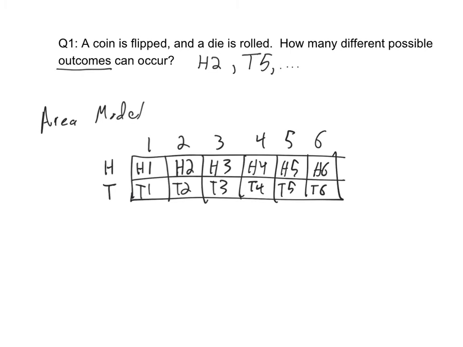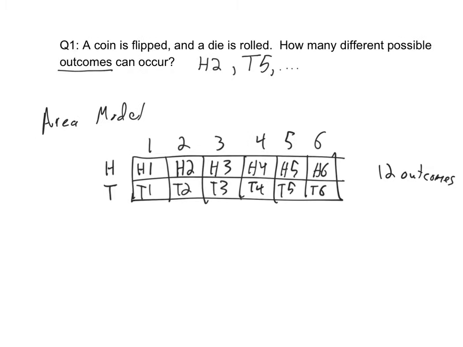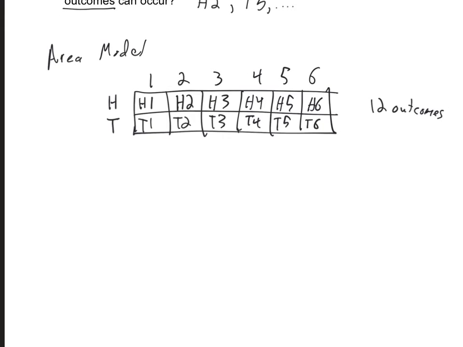Okay, so how many outcomes? Well, if we count up how many cells there are in this matrix, we have 12 possible outcomes. So that's one strategy we could have used to solve it. Another strategy would be a tree diagram. For a tree diagram, we would first flip the coin. So if we flip a coin, we could get a heads or we could get a tails.